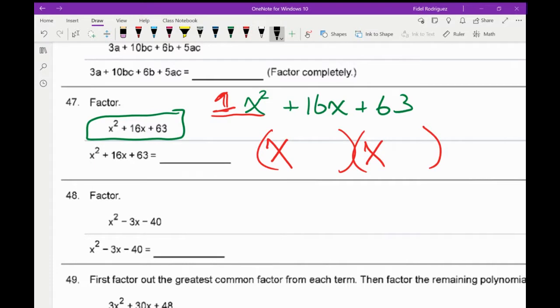And the reason why I'm doing that is when I start to multiply x times x, that's going to give me that x squared, right? So that's the whole reasoning for putting the x and the x right there.